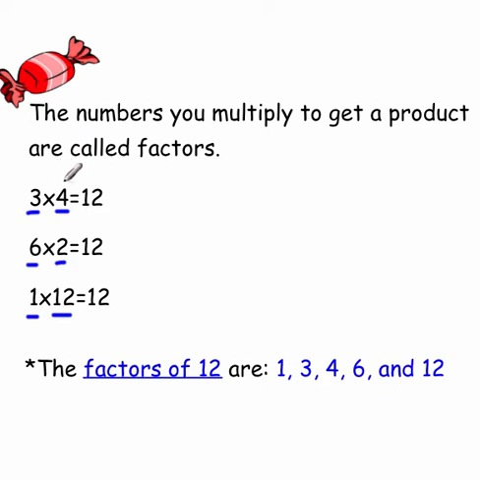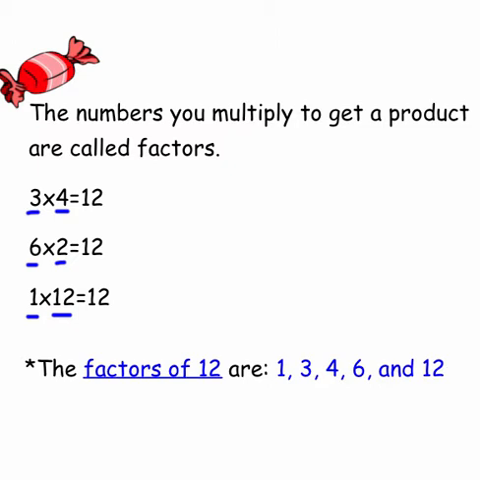These numbers, 3, 4, 6, 2, 1, and 12, are all factors of 12. Okay, they're factors of 12. They can be multiplied by another number to get 12. If we write them as a list, I can write them from smallest to largest and list them out. 1, 3, 4, 6, and 12 would all be factors.